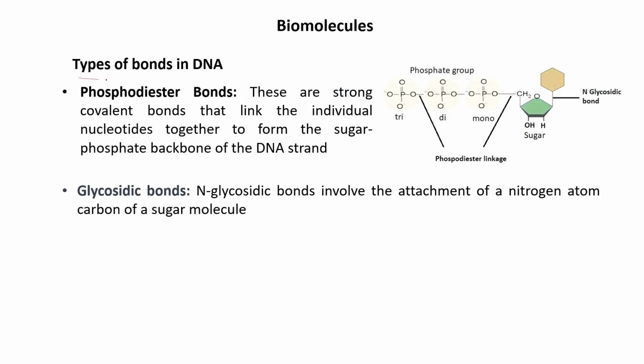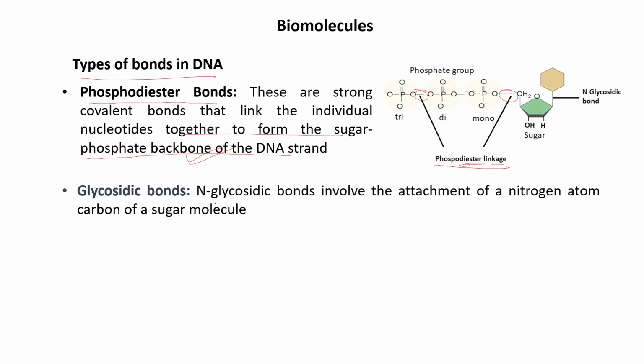Types of bonds involved in DNA. Phosphodiester bond: these are strong covalent bonds that link the individual nucleotides together to form the sugar phosphate backbone of the DNA strand. Here you can see this bond and this particular bond. When two ester bonds are there, it is called a phosphodiester linkage. And this ultimately forms the backbone of the DNA.